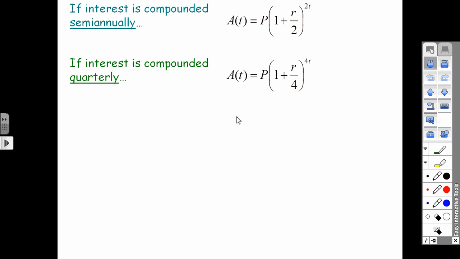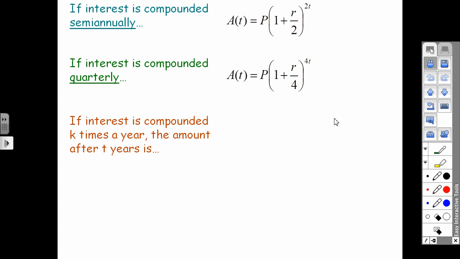Okay, so what if we wanted to compound it quarterly? So we would take our interest rate and divide it by 4, since that means it's compounded 4 times within the year. And then it's going to get raised to the 4 times t, because every t number of years it's compounded 4 times. Okay, so you get the picture. You can imagine if we wanted to compound it daily, that this would be 365, and this would be raised to the 365 times t.